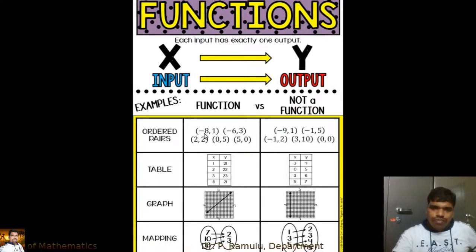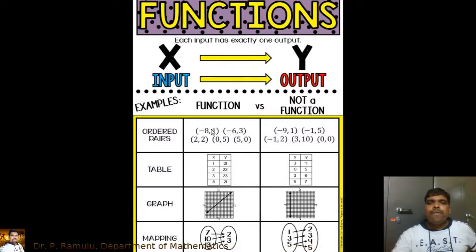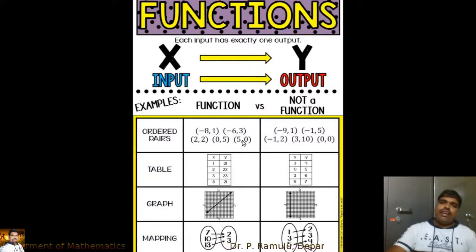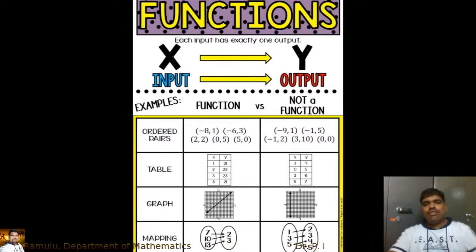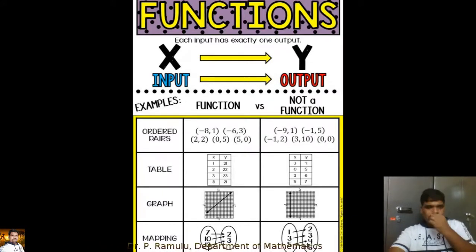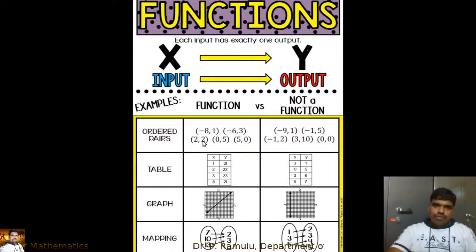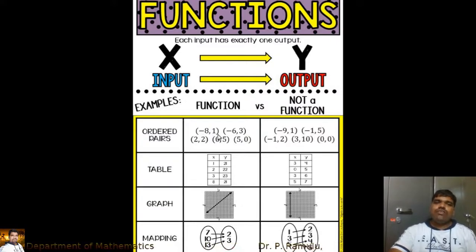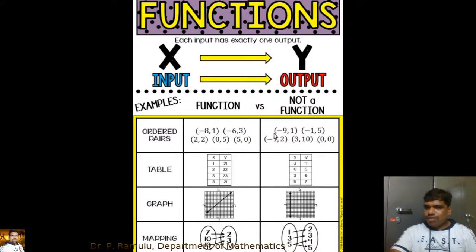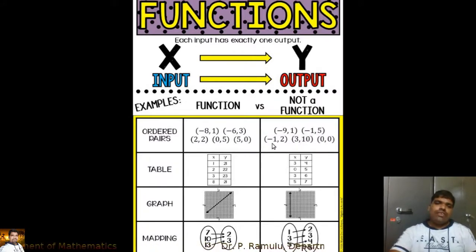Again, going here: minus 8 goes to 1, minus 6 goes to 3, 2 goes to 2, 0 goes to 5, 5 goes to 0. Every element has a unique image only. That's why it is a function. Here, minus 1 goes to 5, minus 1 goes to 2. That means minus 1 has multiple images. That's why it is not a function.